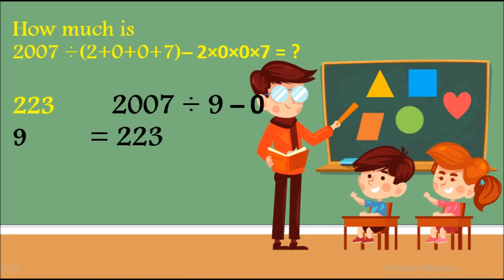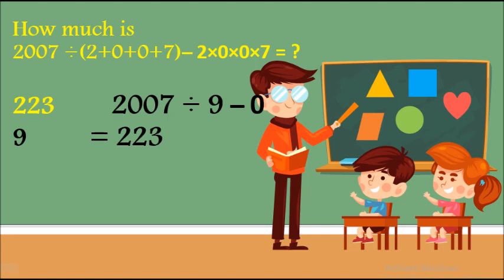2 plus 0 is giving you what, children? 2 again. Again, 2 plus 0 will give you 2. And then again, plus 7, it gives you 9. So adding up these 4 digits will give you 9. Then there's a minus sign here.